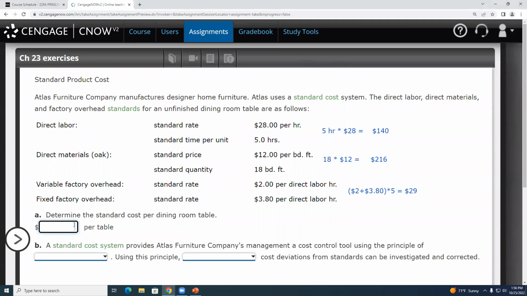And so now to find our standard cost for that table, we're going to add together each one of those components. And I got $385 per table.